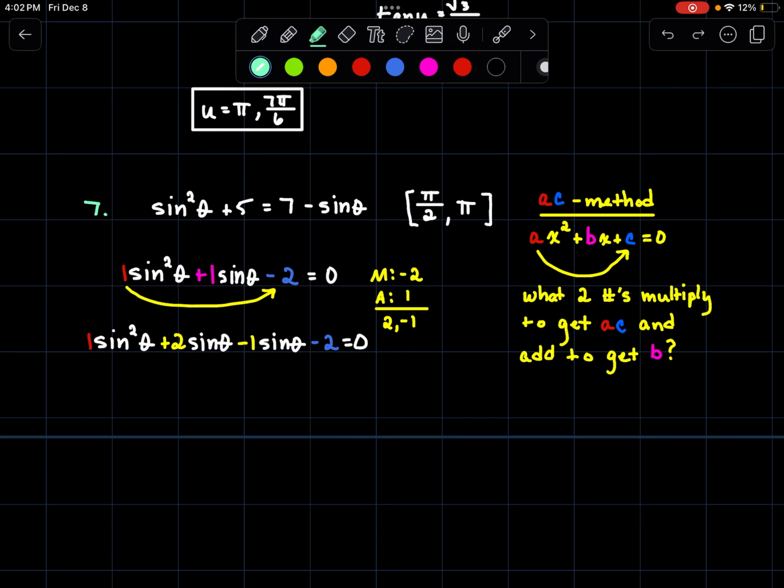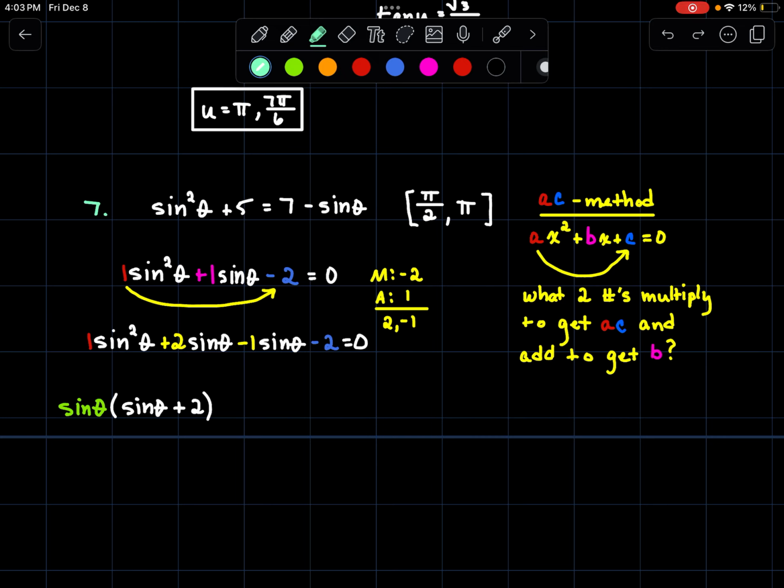So anytime I have 4 terms, I can always use grouping. So I'm going to look here and say, well, what do I have in common between sine squared and sine? That greatest common factor would be sine itself. What would I have to fill in with my parentheses here? Well, sine times sine will give you back sine squared. And sine times something will get you back to 2 sine. That is a positive 2.